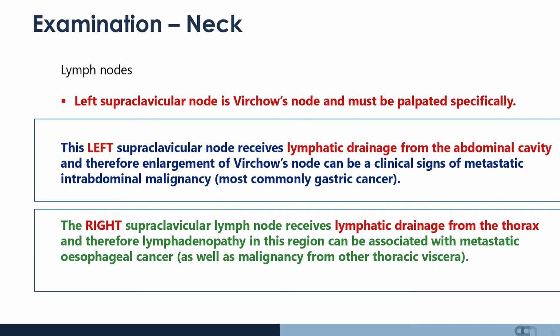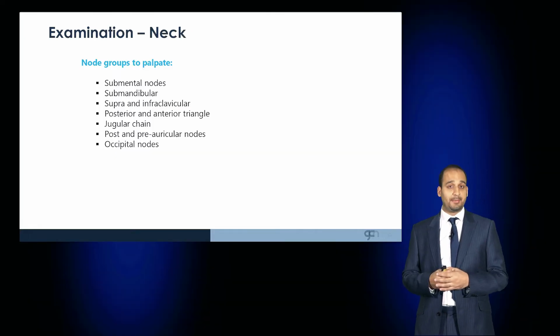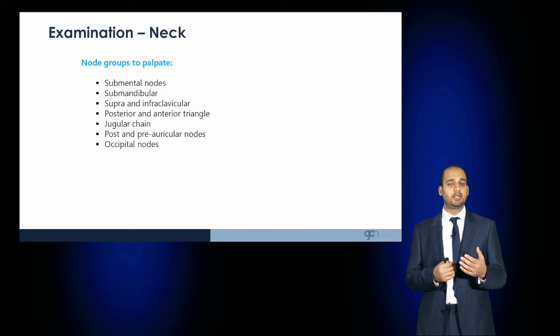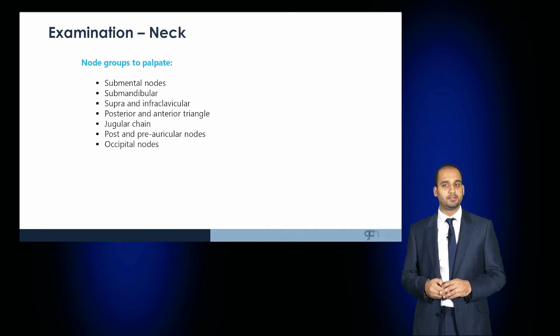The right supraclavicular lymph node receives lymphatic drainage from the thorax, and therefore lymphadenopathy in this region can be associated with cancer from the esophagus or other thoracic viscera. The nodes that you should also examine include the submental nodes, the submandibular nodes, the supra and infraclavicular, the posterior and anterior triangle nodes, the jugular chain, the pre- and post-auricular, as well as the occipital nodes.